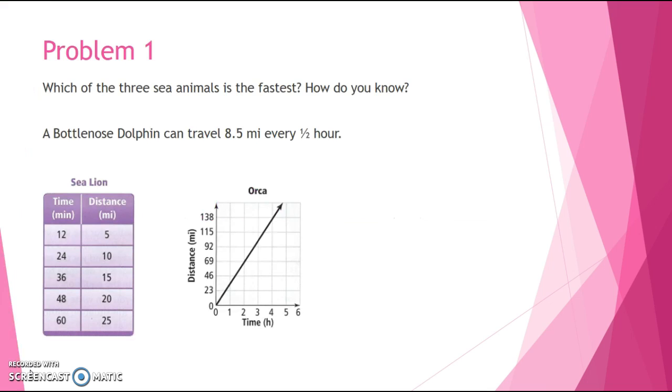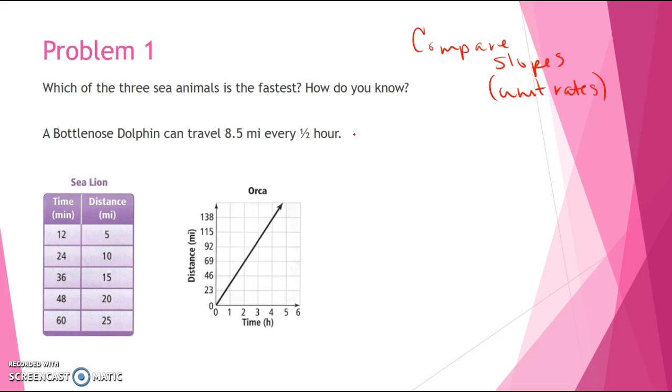So when we look at problem number 1, it's asking us which of the 3 sea animals is the fastest and how do we know? And so we have a bottlenose dolphin, a sea lion, and an orca. For each of these, in order to know, I'm needing to find speed, which is a slope. So here we're going to compare slopes or unit rates, because that's really what these are, unit rates.